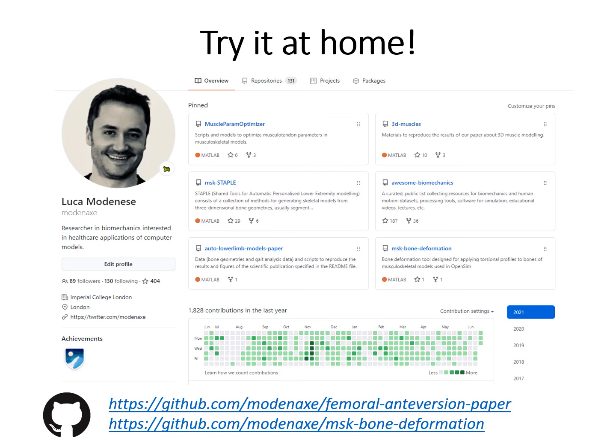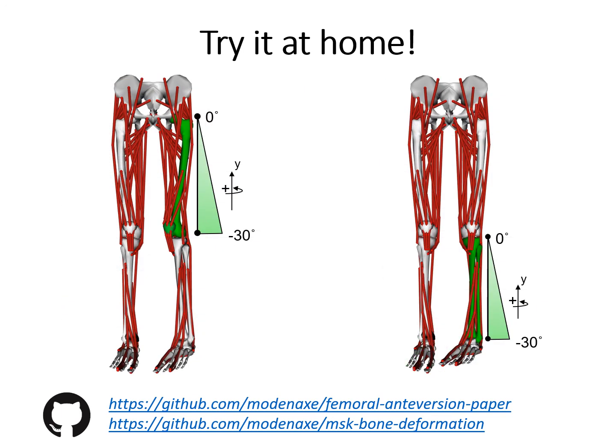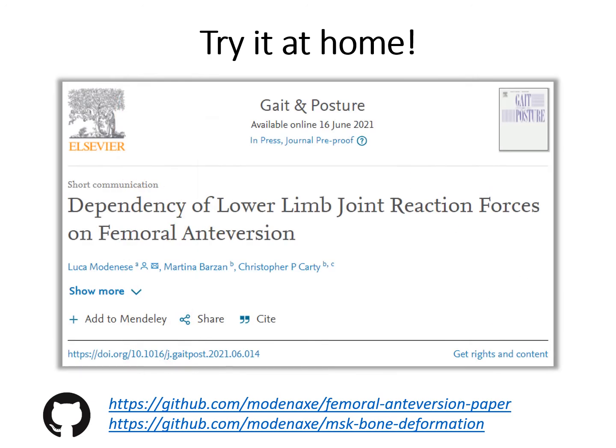The models, results, and figures of this presentation can be easily replicated at home using the materials shared in the GitHub links. The bone deformation tool, in particular, is an open source and generic tool that you can use for your research. For example, you can apply a rotational profile to modify the distal femur, as in the figure on the left, or to apply a torsion to the distal tibia, as in the figure on the right. More details about the work I presented and all the relevant links to access the materials are available in this open access publication.